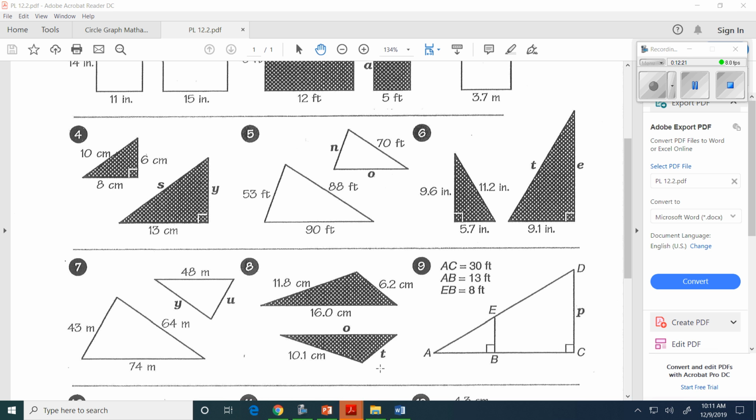Hopefully that gives you a good start on similar figures, and then you'll have success on your paper today.